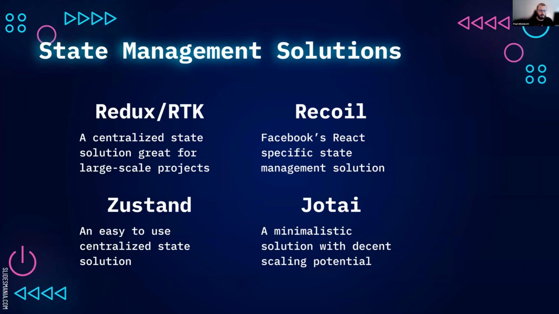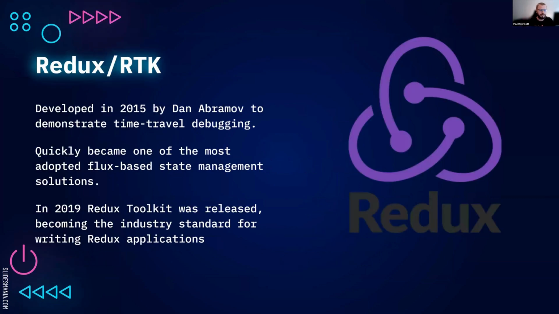We'll start with one of the more popular ones in Redux RTK, which provides a more centralized state solution that's great for large-scale projects. We'll take a look at Recoil, which is Meta or Facebook's React-specific solution. We'll then talk about Jotai, which provides a more minimalistic solution. And then finally, we'll end with Zustand, which provides a simpler centralized state solution. So let's start with Redux.